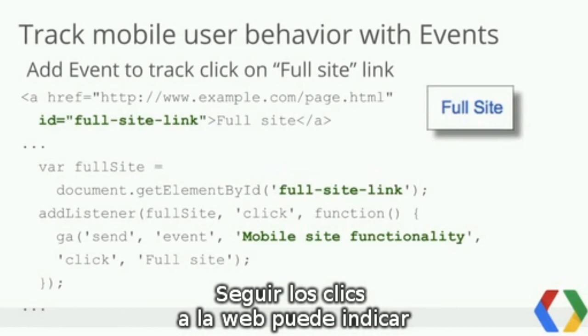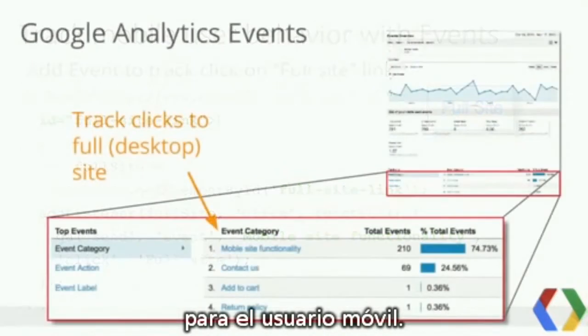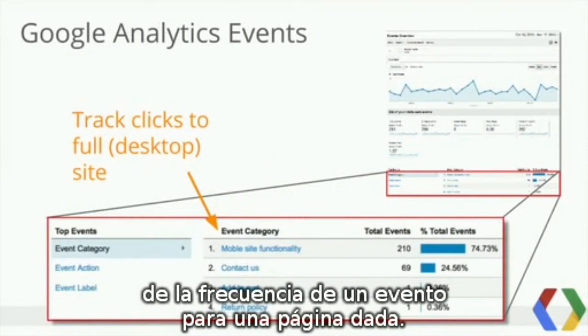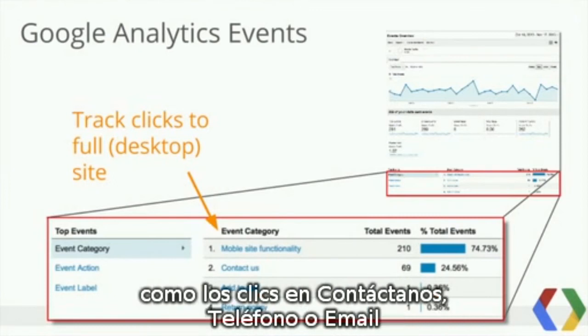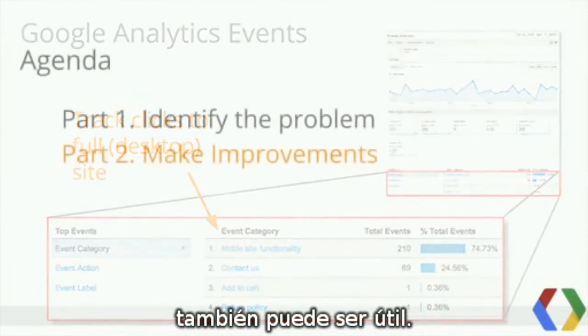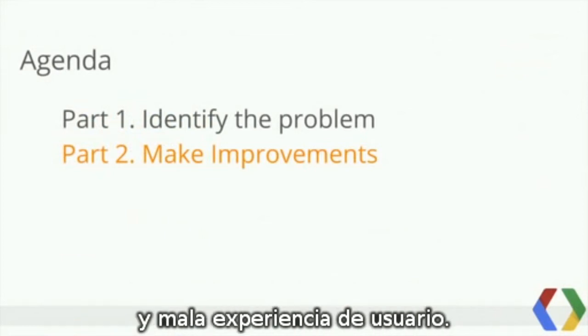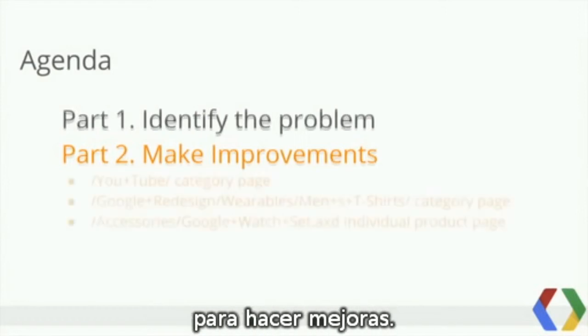Tracking clicks to the full site likely signals that the page has less than the desired usability or functionality for the mobile user. With events, you can have an aggregate view of the frequency of an event for a given page. As you become more advanced, tracking micro-conversion events like contact us phone or email clicks may also be helpful. Thus far, we identified several high-traffic, poor user experience mobile pages. In the second half of this video, we'll focus on different approaches to making improvements.